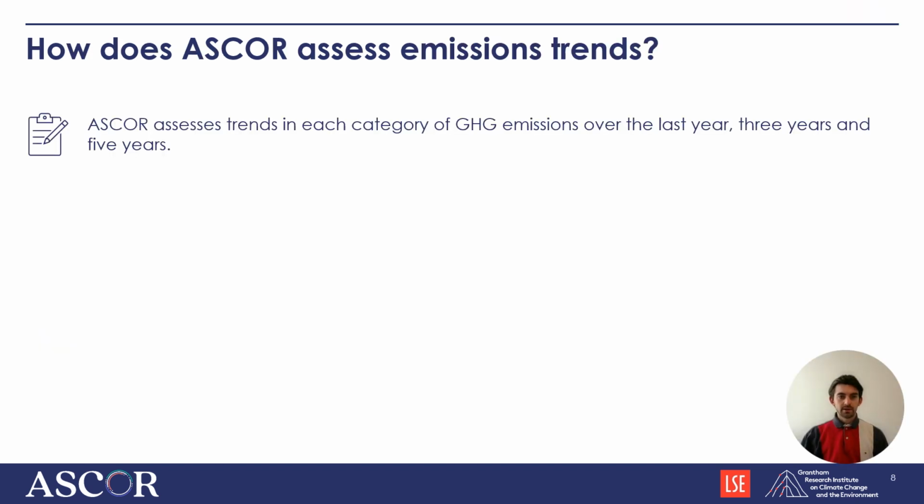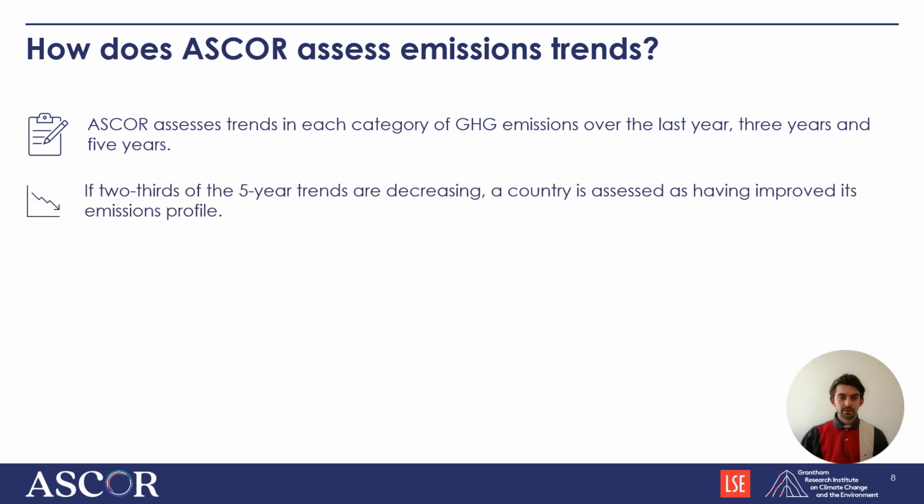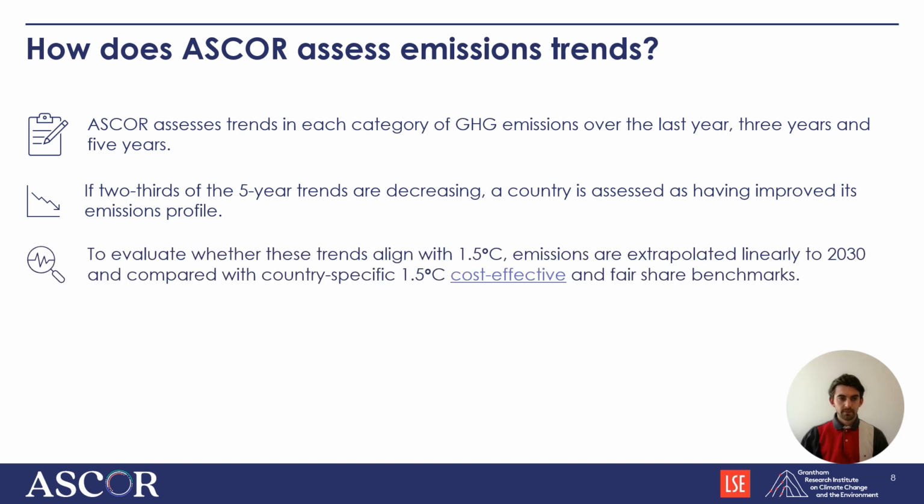To assess emissions trends, ASCOR looks at each category of greenhouse gas emissions over the last year, 3 years, and 5 years. If 2/3 of the 5-year trends are decreasing, we assess a country as having improved its emissions profile. To evaluate whether these trends align with the 1.5 degree Paris climate goals, we extrapolate emissions from the 5-year trend linearly to 2030 and compare this with the country-specific 1.5 degree cost-effective and 1.5 degree fair share benchmarks.